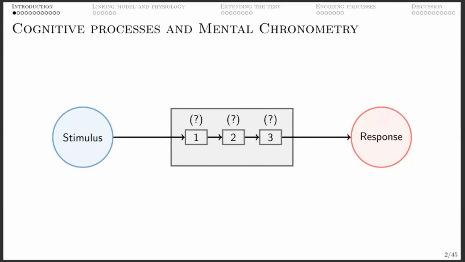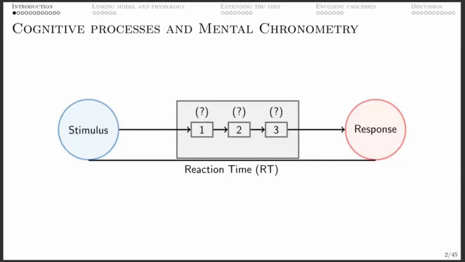So to study these cognitive processes, both in cognitive psychology and cognitive neuroscience, there is a measure that is often used. It's the reaction time. So the time that is happening between the onset of the stimulus, the presentation of the stimulus to the participant, and the recording of the response.